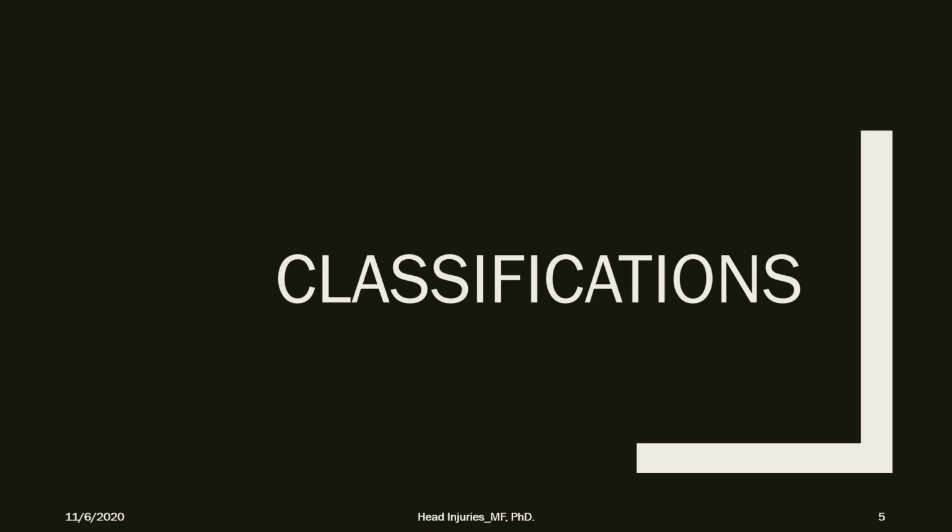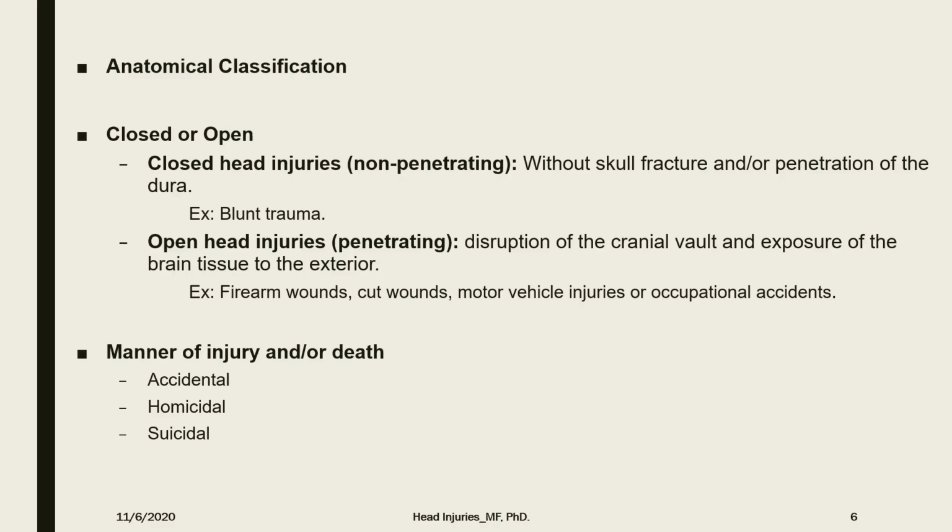When it comes to classifications of head injuries, we have multiple classifications. The first classification would be the anatomical classification, depending on the anatomical site of the injury, and we will discuss this in detail. This is the one we will be using to classify head injuries in this lecture. Second one would include closed or open. It describes the injury as closed or open.